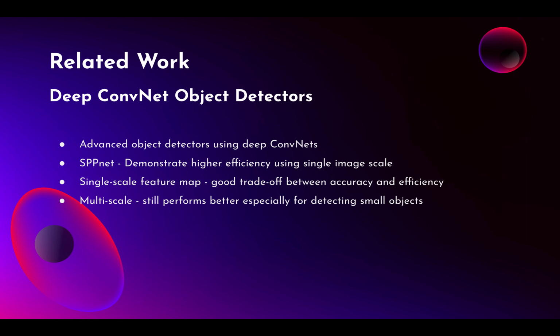Recent, more accurate methods such as Fast RCNN and Faster RCNN promote using single-scale features since it provides a good trade-off between accuracy and efficiency. However, multi-scale detection still performs better, especially for small objects.